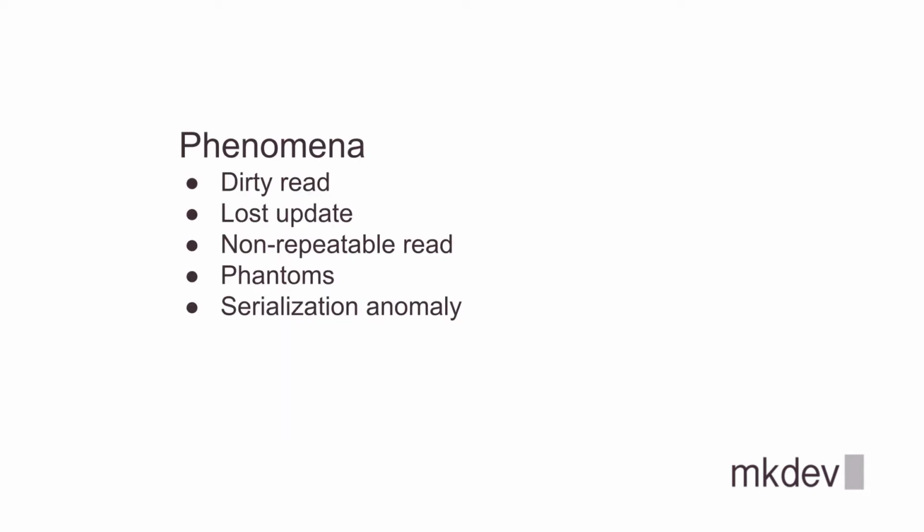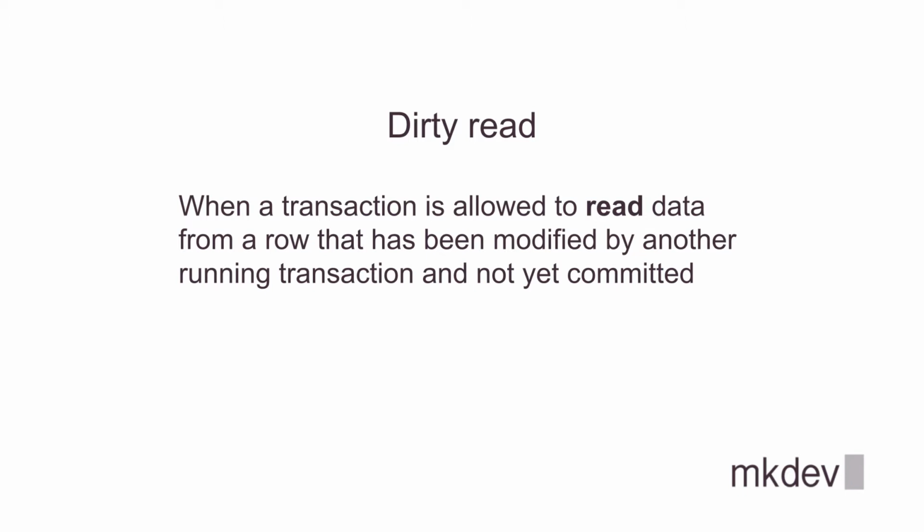In classic SQL theory, isolation levels are defined in terms of what must not happen, or phenomena: dirty read, lost update, non-repeatable read, phantoms, serialization anomaly. So, let's define each of them separately. Dirty read means reading uncommitted changes of other transactions. In Postgres, it doesn't happen on any isolation level.